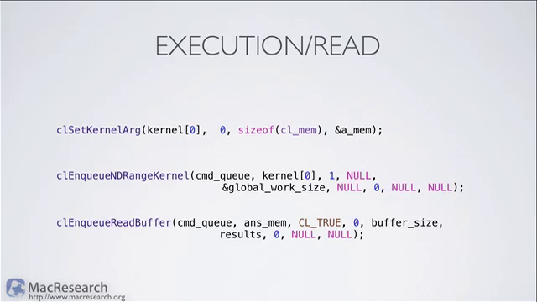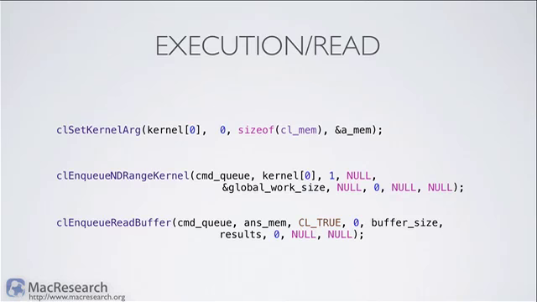So we also need to enqueue a read, and again, CL true or CL false means that it's either a blocking read or we just don't wait. By and large, you're going to be doing blocking reads, would be my guess, because you want to make sure you've got everything read out before you start doing something else with the results. You want to make sure you have them and that you've read them into whatever array you specified.